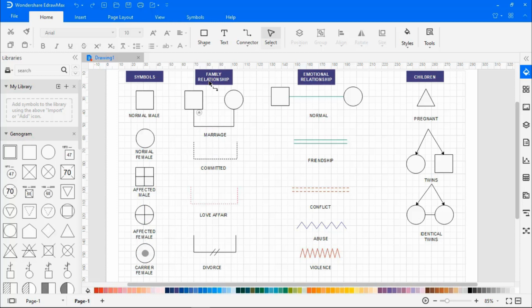Now, let's look at emotional relationship symbols. A male and a female connected using this line signifies marriage. The dotted line means committed. The red dotted line is for love. 2 strike marks means divorce.